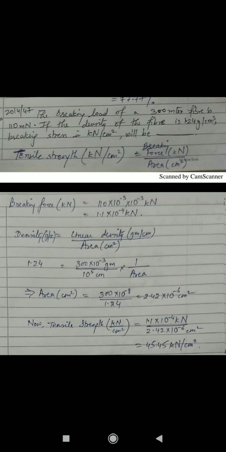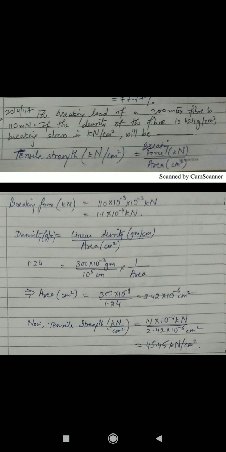Now we'll study two examples to understand the unit conversion between these two terms. First I'll take the example of one question that is from GATE paper 2014, in which the breaking load of a fiber is given as 110 millinewton, the fiber is 300 millitex, and density of the fiber is given as 1.24 gram per centimeters cube, and we have to calculate breaking stress in kilonewton per centimeter square.